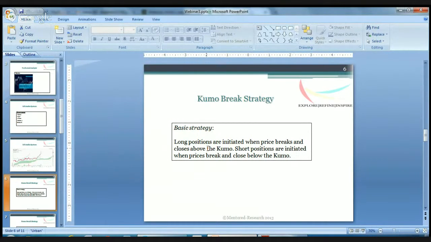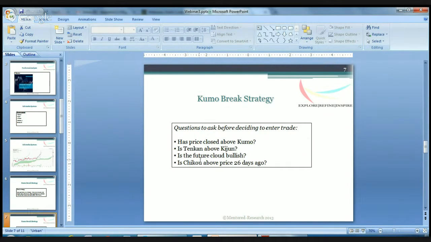And the basic strategy is you initiate long positions. That means you buy when the price breaks and closes above the Kumo, because the Kumo is support. Now, if the price is closing above support, you start buying because you now know where your stop loss is going to be. Similarly, on the short side, you initiate short positions when the price breaks and closes below the Kumo.